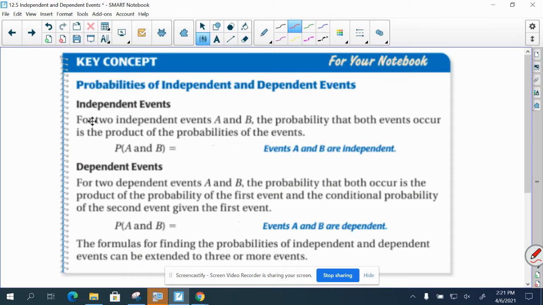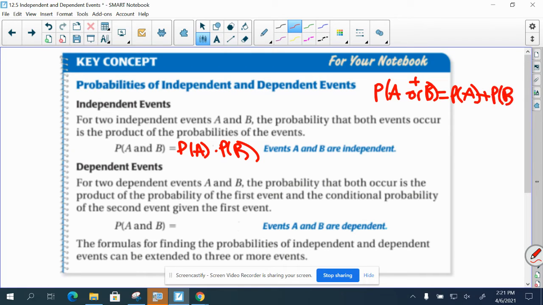So for independent events, if the two events are independent, the probability that both events occur is just the product of the probabilities of the events. This is like the multiplication rule for probability. So the probability of A and B is the probability of A times the probability of B. Now remember from lesson 12.4, the probability of A or B equals the probability of A plus the probability of B, but then you have to subtract the overlap of A and B. So this is how you would find the probability of A and B, is to multiply the two events together. So I think you are aware of that rule before.